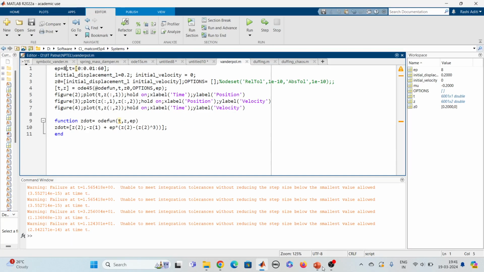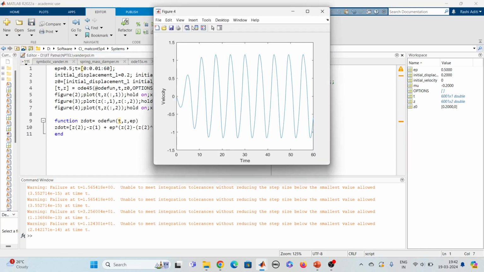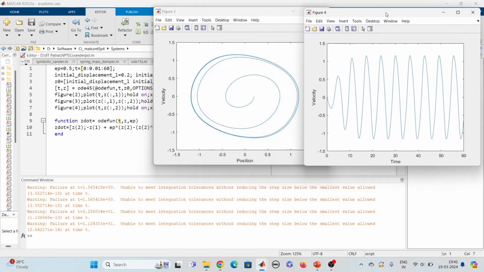Okay, I'll just show you this. However, I hope that if you have gone through the lectures, you already know that for 0.5 it is going to be a limit cycle and not a relaxation cycle, because for van der Pol equation, if my mu is much greater than 1, then I'm going to have a relaxation cycle. However, if my mu is less than 1, then I'm going to have a limit cycle, right?